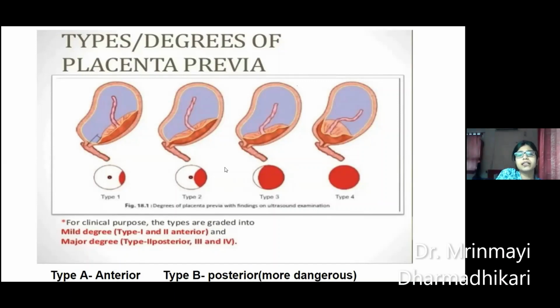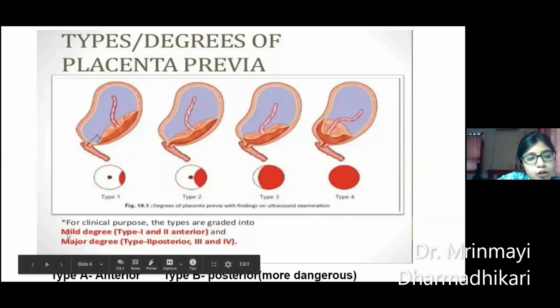Type 1, 2 and 3 are further divided into type A, which is anterior placenta previa when the placenta lies anterior in the uterus, and type B, which is a posterior placenta previa. The more dangerous of these is a posterior placenta previa. We'll take a look at why soon. For ease of classification, milder degrees of placenta previa are type 1 and type 2 anterior placentas. Major degrees are type 2 posterior, type 3 and type 4.